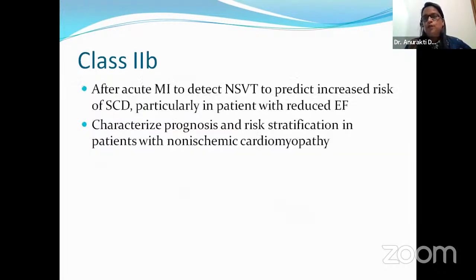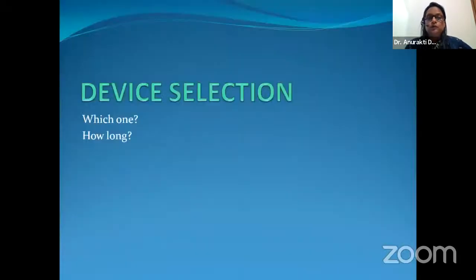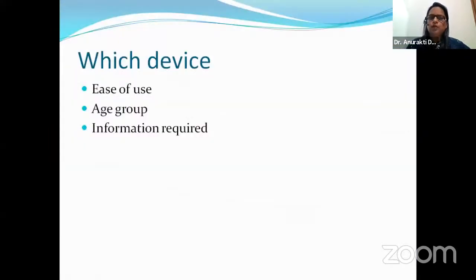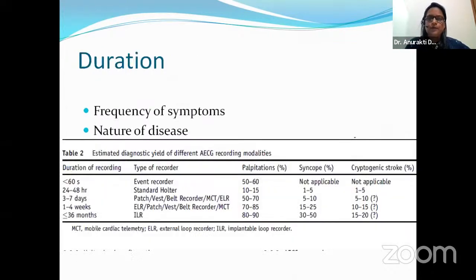We all know what is class 1, class 2A, and class 2B is NSVT after MI in reduced EF patients. It doesn't have any value as such, so it goes into class 2B, and risk classification in non-ischemic cardiomyopathy. Device selection, which one to put and how long to put, it all depends on the ease of use, the age group which you are looking for, and what information you are looking for. According to that, you can choose, which we already have actually discussed in detail in the earlier slides.